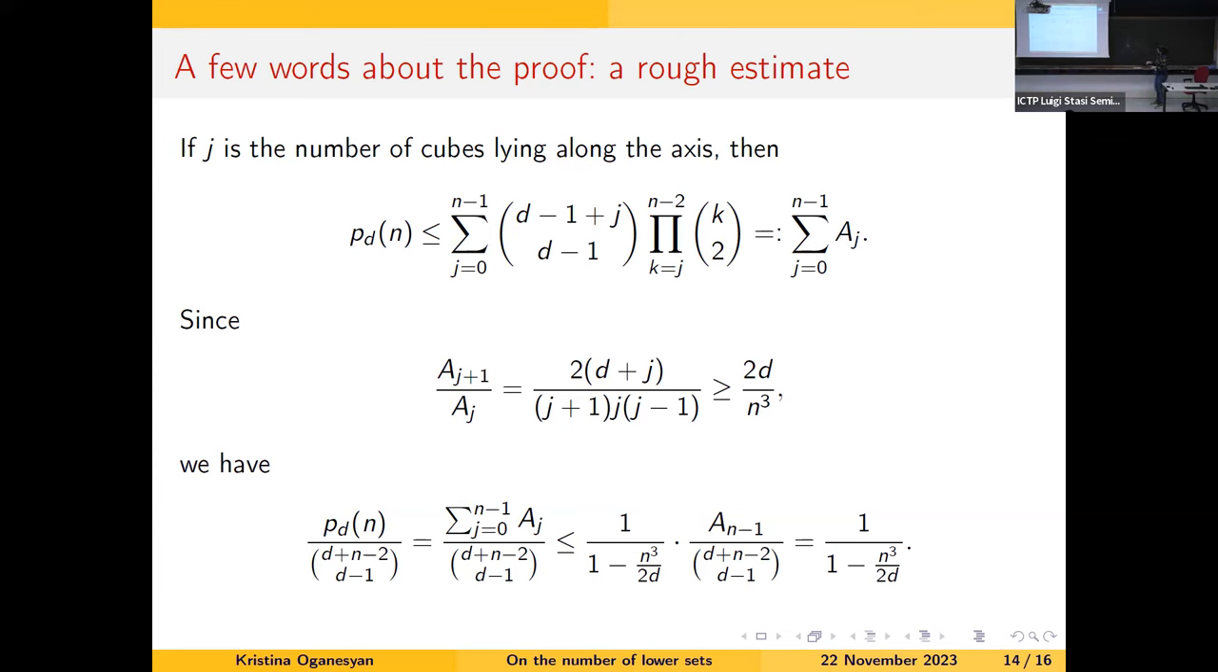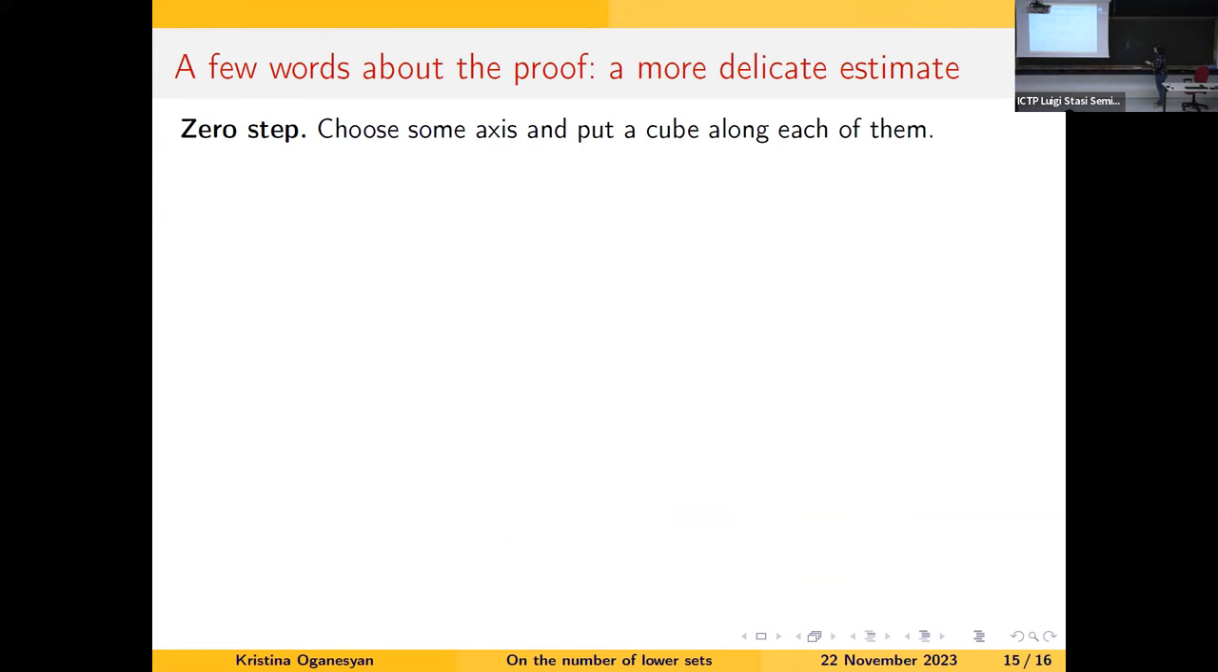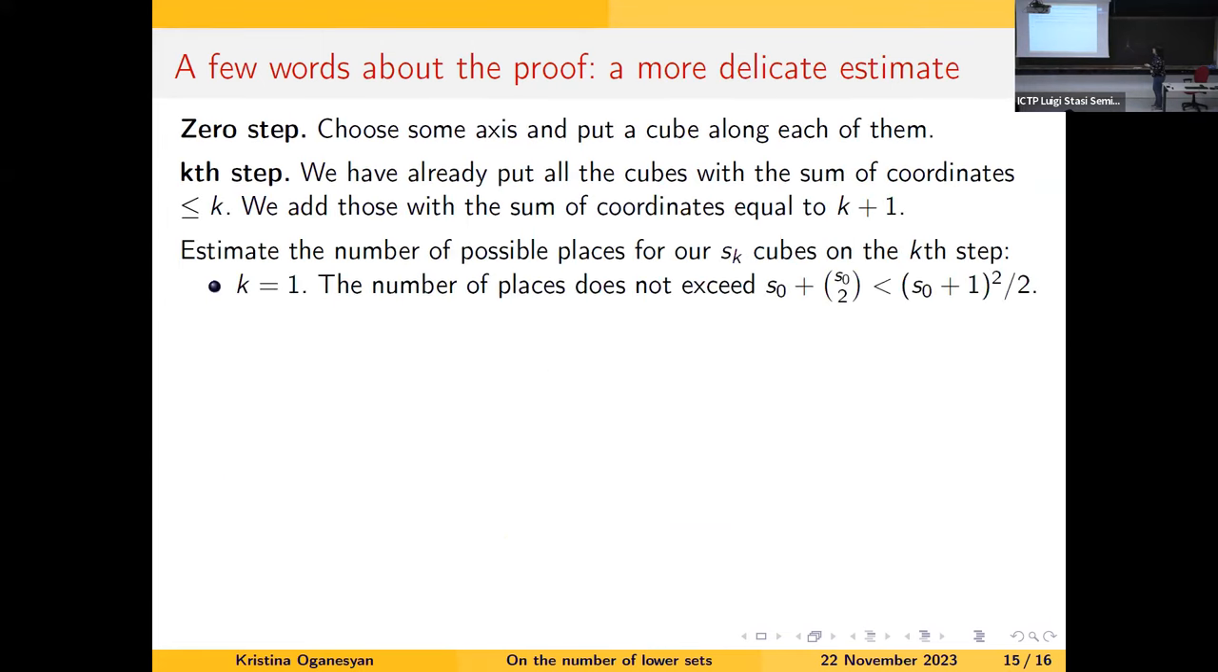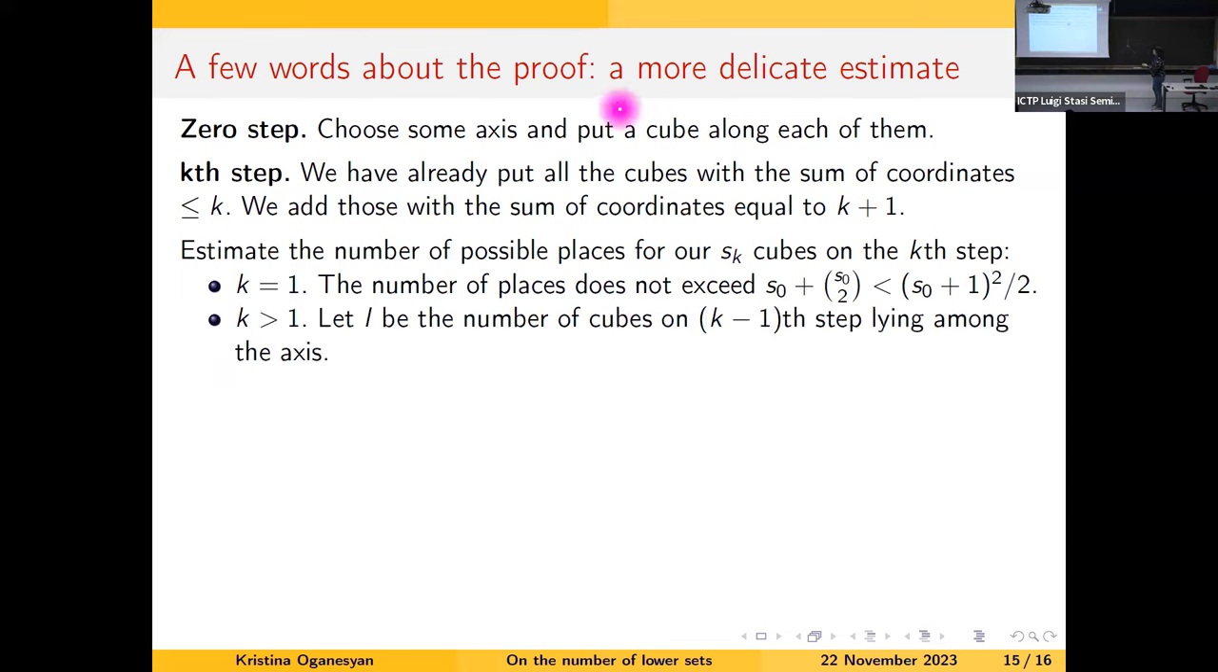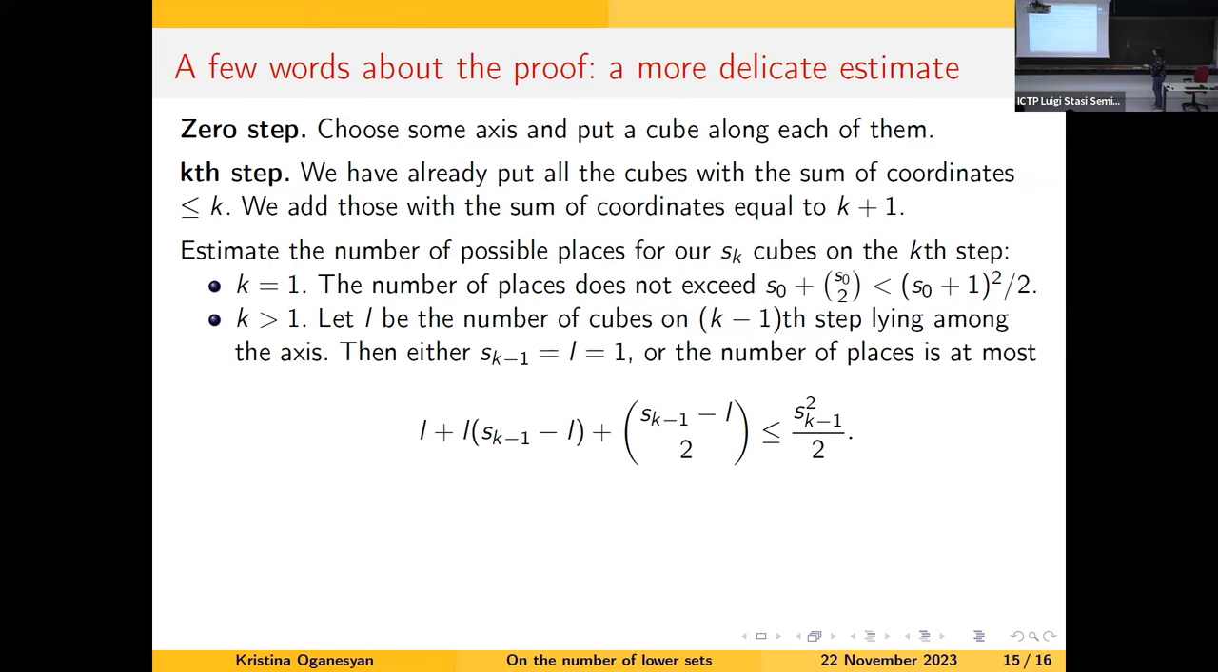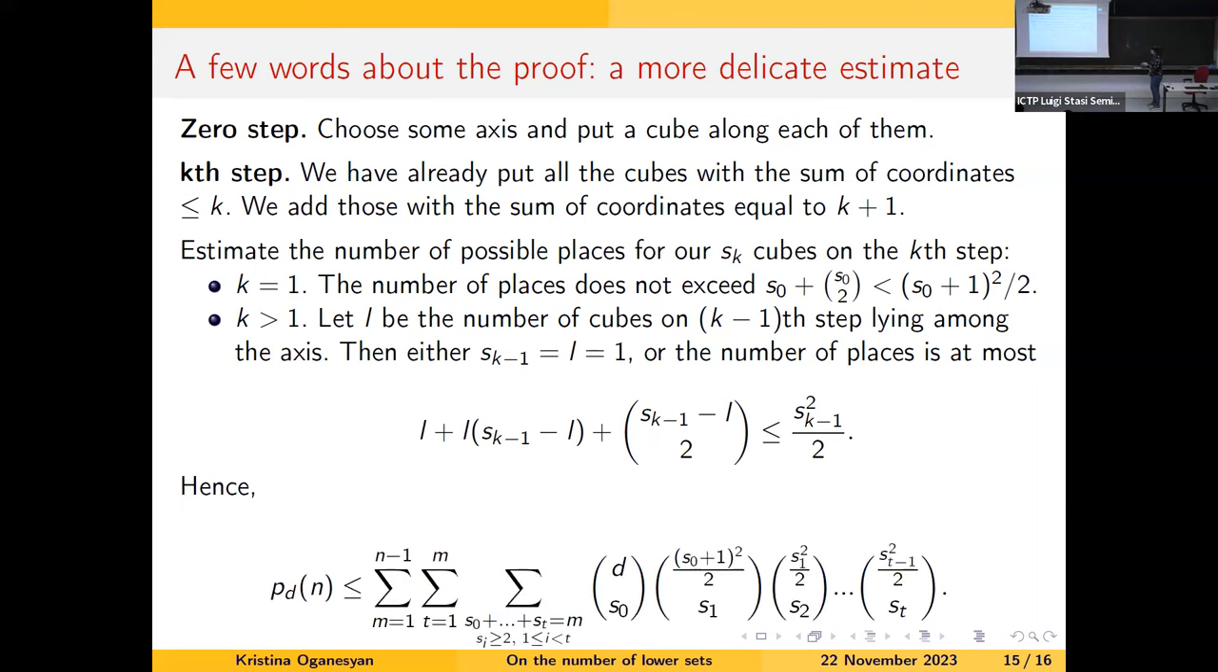And then you can see that each cube from this set must lean on the cubes with the sum of coordinates equal to k minus 1. And you can carefully estimate this. If you have s_k cubes on the k-th step, you can estimate that the number of places to put new cubes is at most the number of cubes from the previous step squared over 2, and to choose then s_k cubes, you have this binomial coefficient, and now you have to multiply all of them.